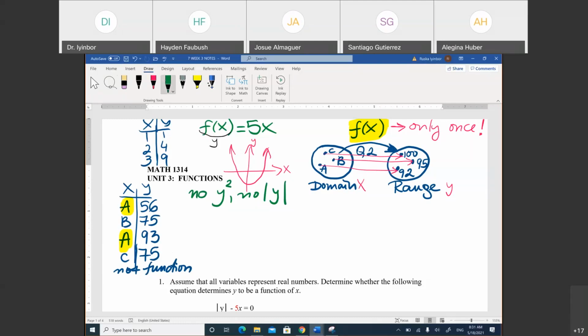So I'm going to give you a few equations and you tell me, is it a function or not? So the first equation is, let's say, 3y plus square root of x equals 7. Is that equation a function or not? What do you think?